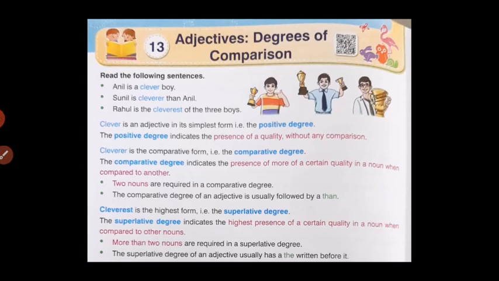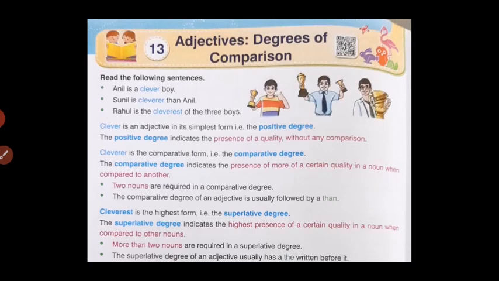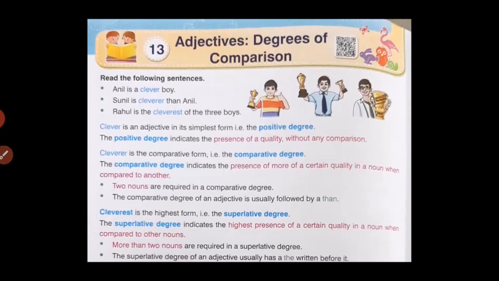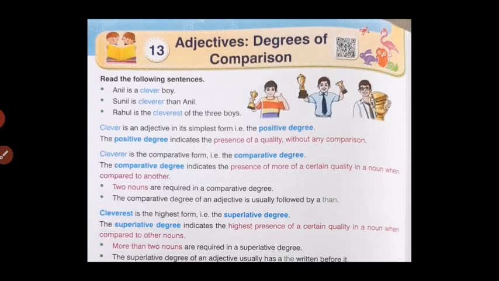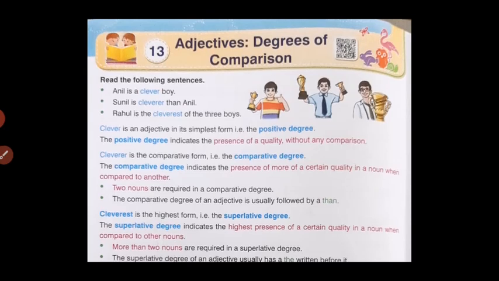Today we will learn about degrees of comparison in adjectives. You all have studied adjectives. Adjectives are describing words for the noun. For example, he is a good boy. Boy is my noun. What kind of boy is he? Good. So the word good is describing the noun boy. So good becomes the adjective.